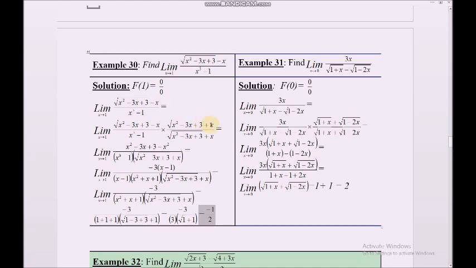Another example. More brackets, more efficiency. Example 31. Find the limit of the function 3x above, 2 square roots down with negative between. Okay, so I have square roots here. I have to multiply by the conjugate. But first step to do as usual, it's direct substitution. We have here 0 over 0.